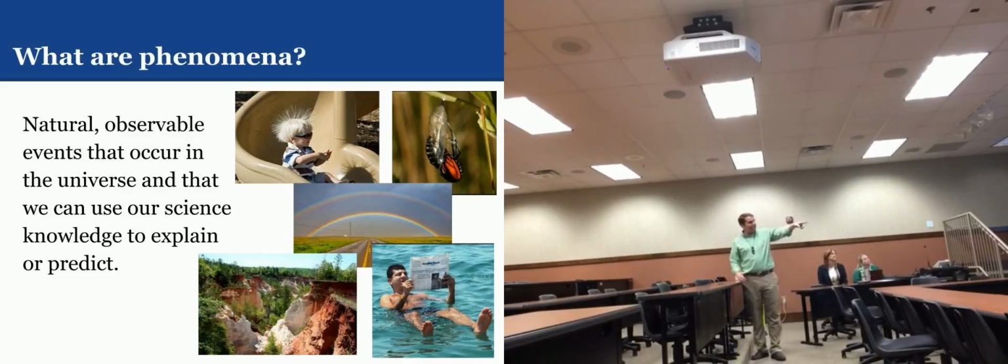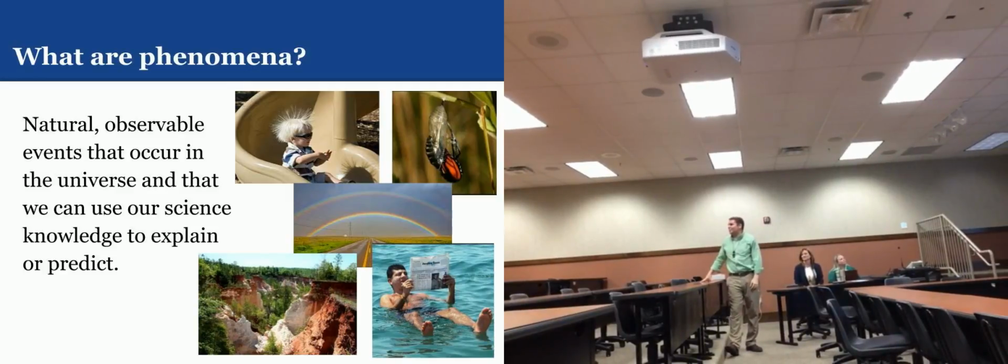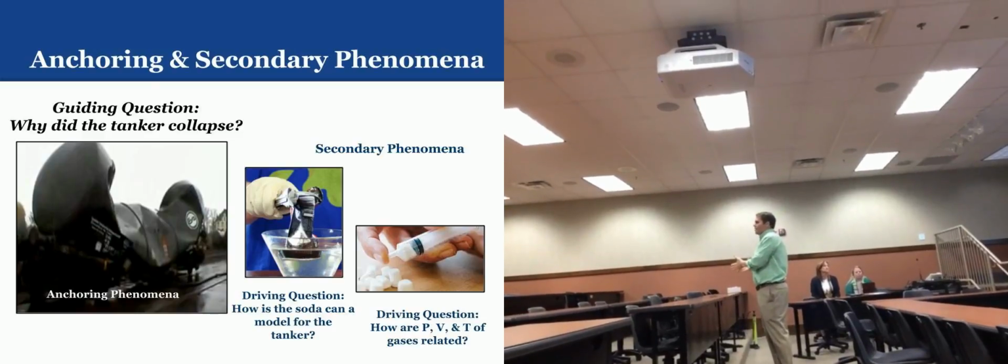All right? The guy floating in the Dead Sea over there, right? I don't know about you guys, but when I try to float and read the newspaper, I tend to drown. And the kid with the hair sticking up. I mean, that's something that you guys may experience on your own playground, right? Those are phenomenon, and they're observable events that we use our science knowledge to explain. The idea is that you have maybe a big, really engaging phenomenon to start, and then you have smaller phenomenon that the kids can actually explore.